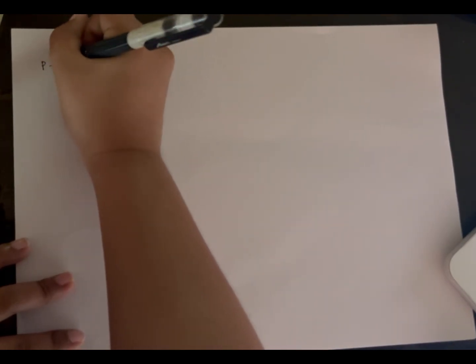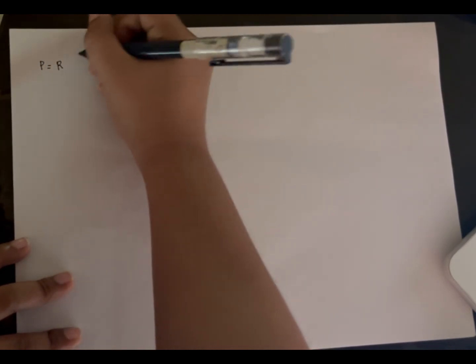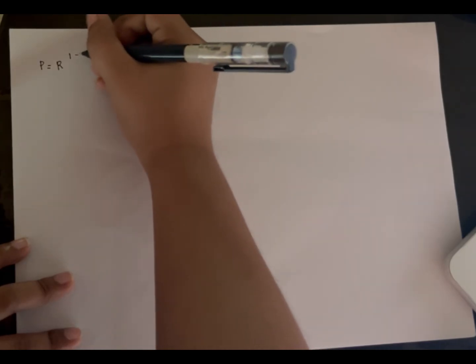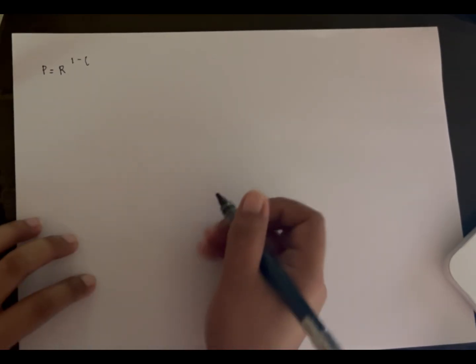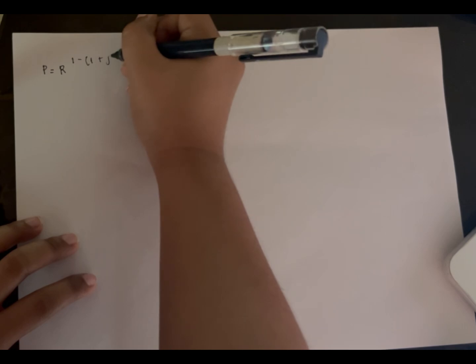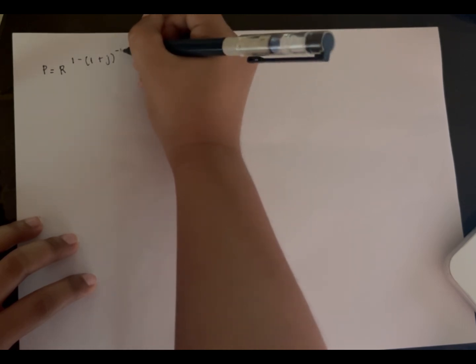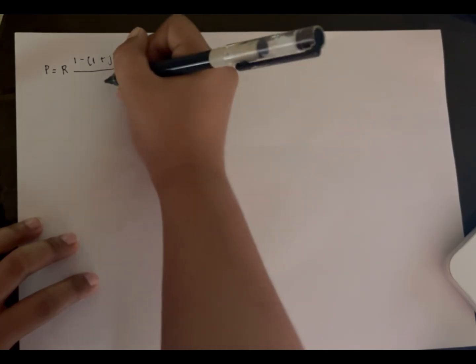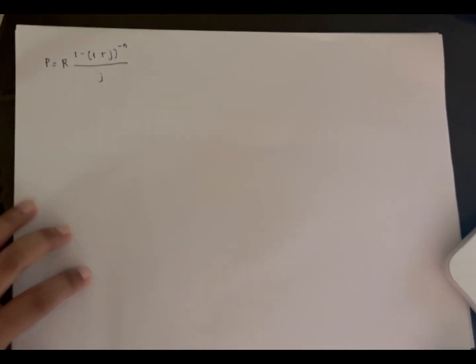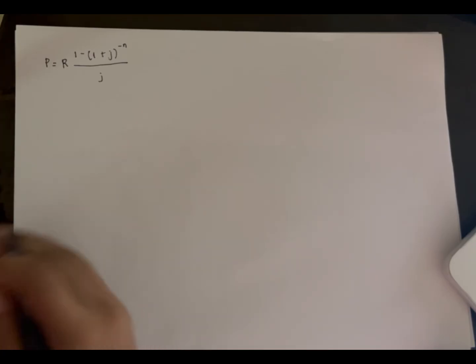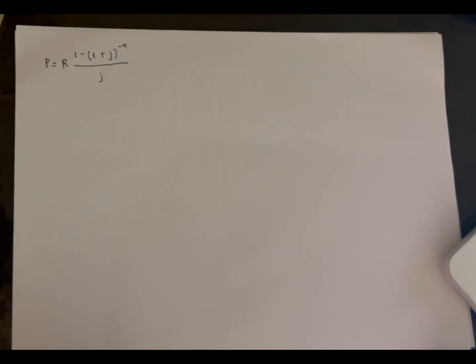Ngayon naman po ang susundan natin, the formula for the present value of a simple ordinary annuity is P is equal to R multiplied by 1 minus the quantity of 1 plus j raised to negative n, all over or divided by j. Wag po kalilito ha. This is the formula po for the present value of a simple ordinary annuity.